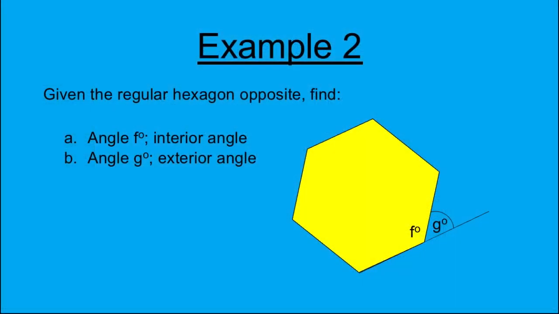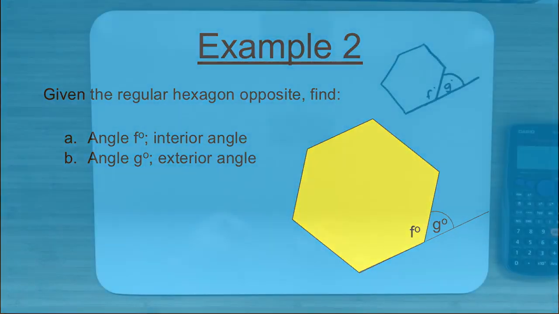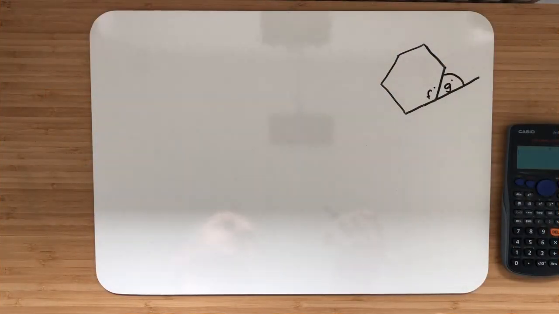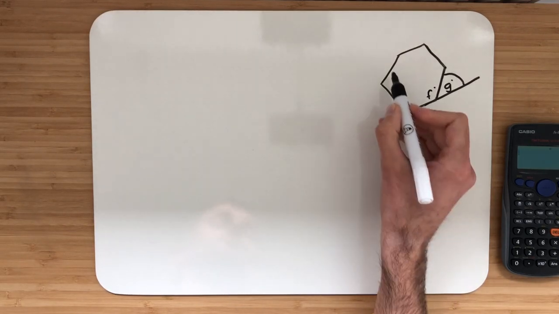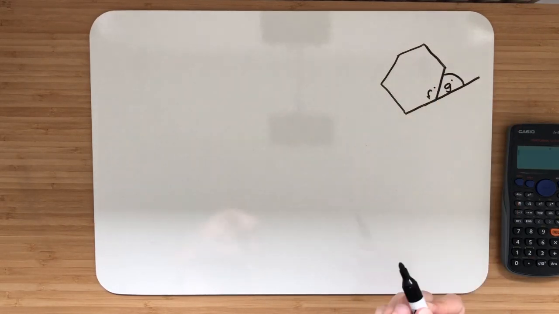Example 2. Given the regular hexagon opposite, find part A, angle F, the interior angle, part B, angle G, the exterior angle. To find angle F, the interior angle, to begin with we'll have to work out what the total of all the interior angles is equal to. We have 1, 2, 3, 4, 5, 6 sides.